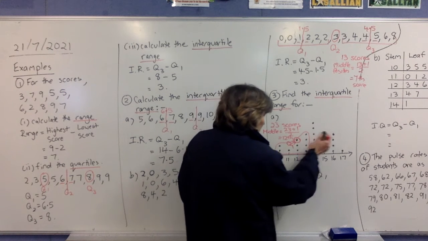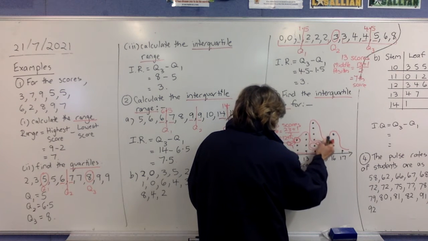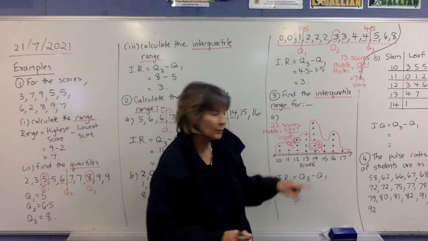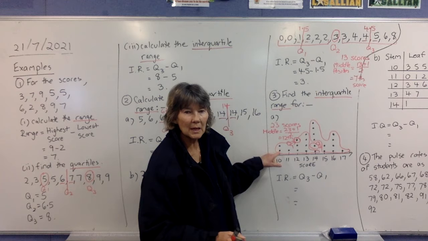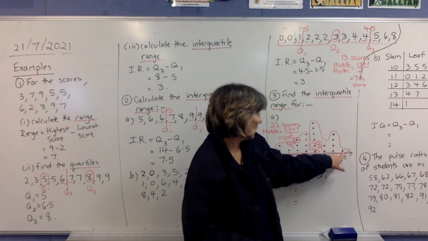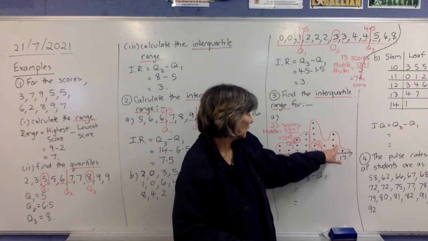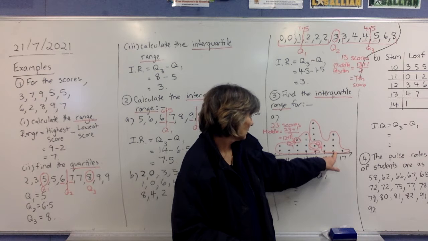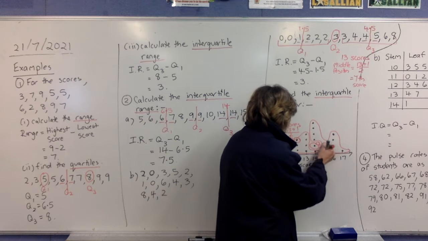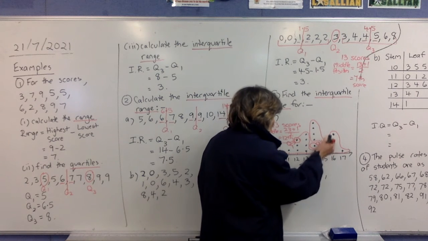And over here, here's the rest of our scores. Now, if this one was the 6th one from the beginning, our Q3 will be the 6th one from the end. It's probably quicker. So 1, I'm going to count from the top here backwards. 2, 3, 4, 5, 6. And that will be our Q3.